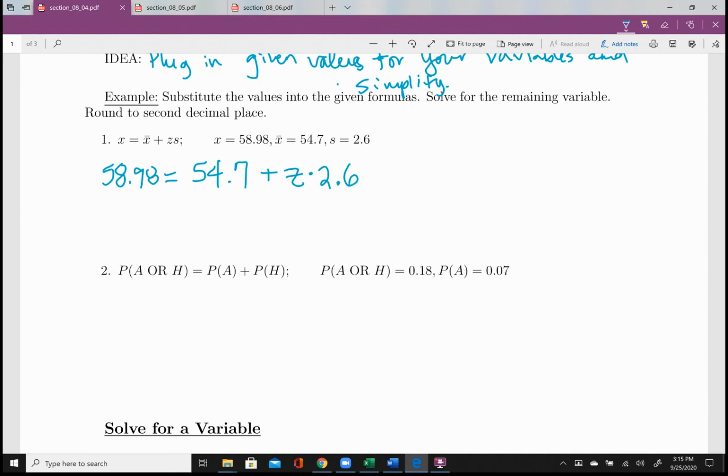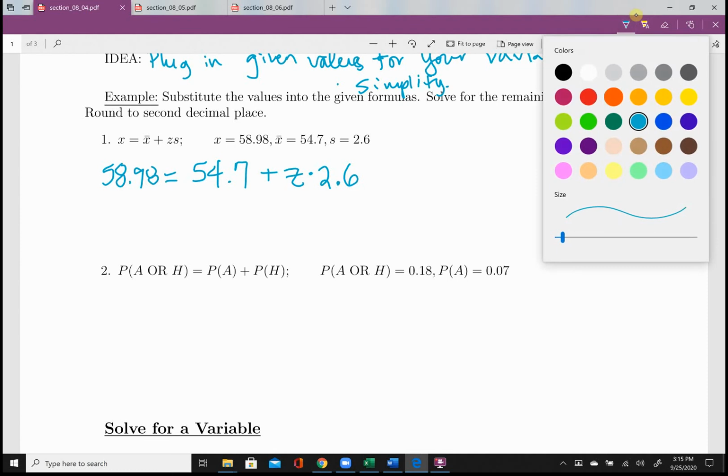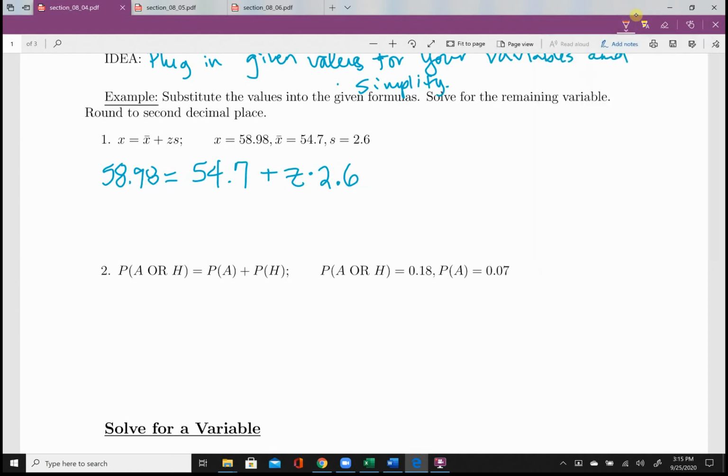Okay? And you are welcome to and encouraged to use your calculator. But I still wanted to show you the series of steps that you would take in order to solve this. So in a distinct color, let's do this like bright orange. I'm going to perform the operations that are going to isolate z now. The first thing I'll need to do is take this 54.7 and subtract it from both sides. And that'll eliminate it here, which is on the way to my ultimate goal of getting z totally isolated on one side of the equation.